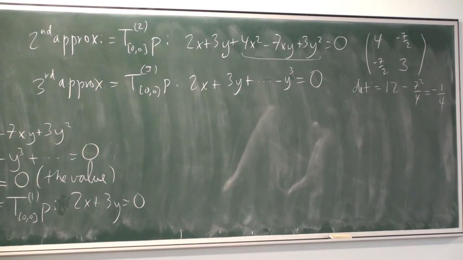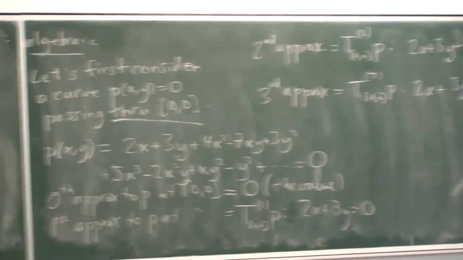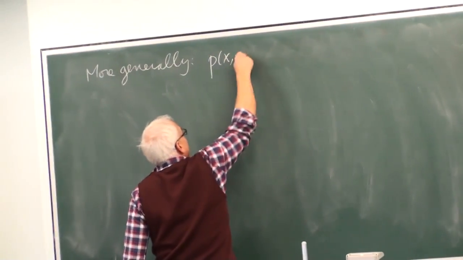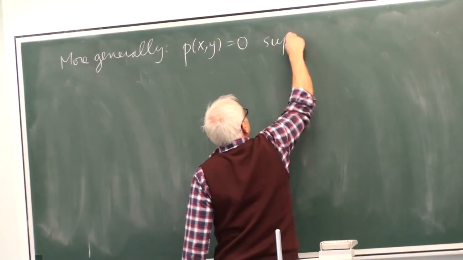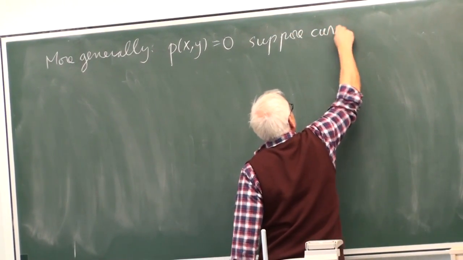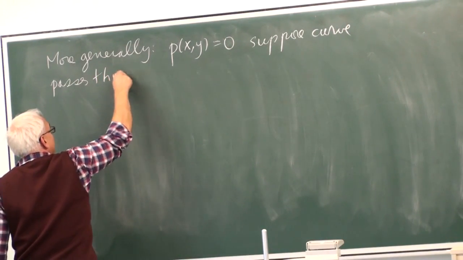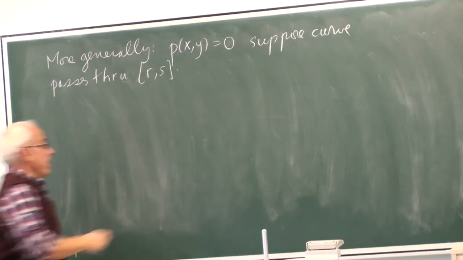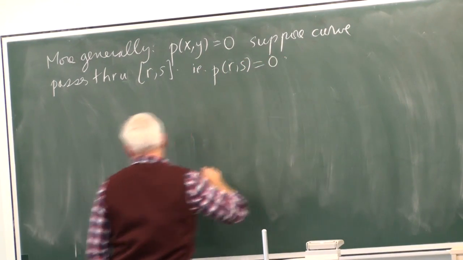All right, so what do we do with a more general curve, not one that's already passing through the origin? So more generally, suppose we have a curve P of x, y equals 0, and suppose this curve passes through a point r, s somewhere in the plane. That means that P of r, s actually equals 0.